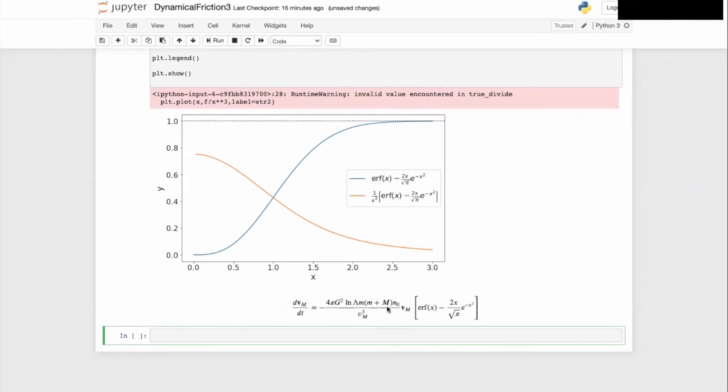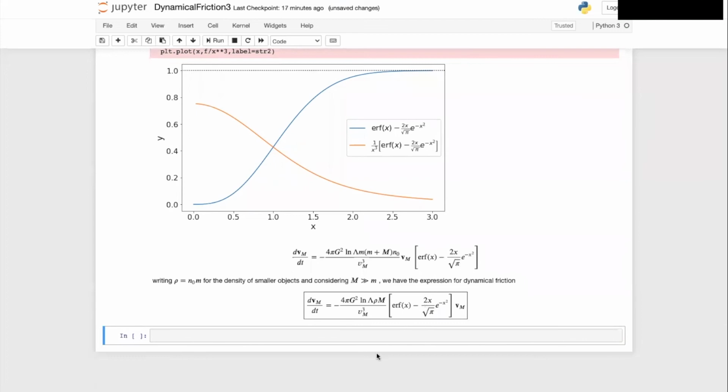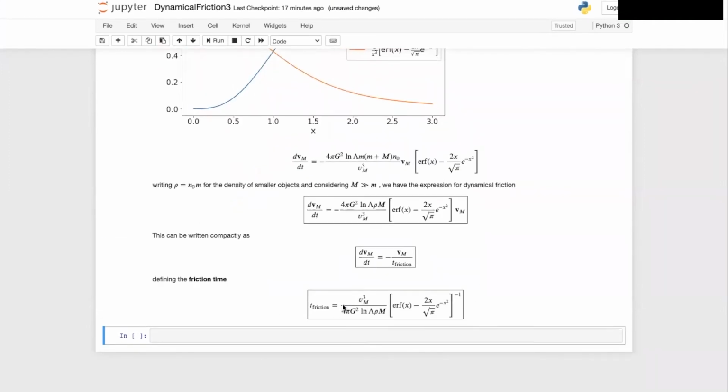So now that we know how this function behaves, let's go back to the drag force. Let's write rho equal to n naught times m for the density of smaller objects. And considering also big M much, much bigger than little m, so that we can approximate the sum here by simply big M, then we have this expression for the dynamical friction. As you see here, it depends on the velocity on the right-hand side and the differential of the velocity on the left-hand side. There's a minus sign. So we can write this compactly if we define everything in here as a friction time. So the friction time is defined by this expression.